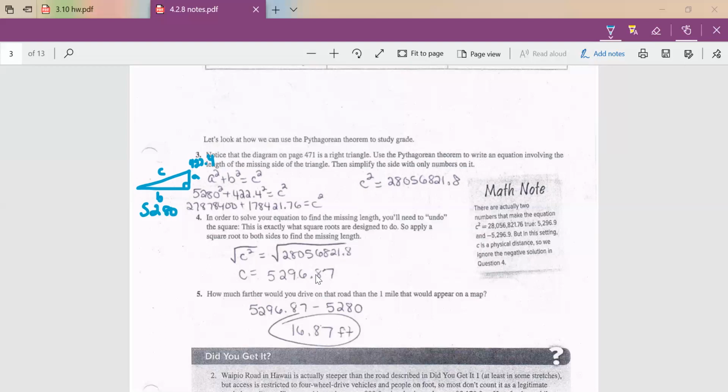Okay, question 5 is an application on it. It says, how much farther would you drive on that road than the 1 mile that would appear on a map? So we know 1 mile is 5,280, and we know that they're driving 5,296.87 feet. So just subtract those 2, which means because of the grade, they're traveling an extra 16.87 feet.